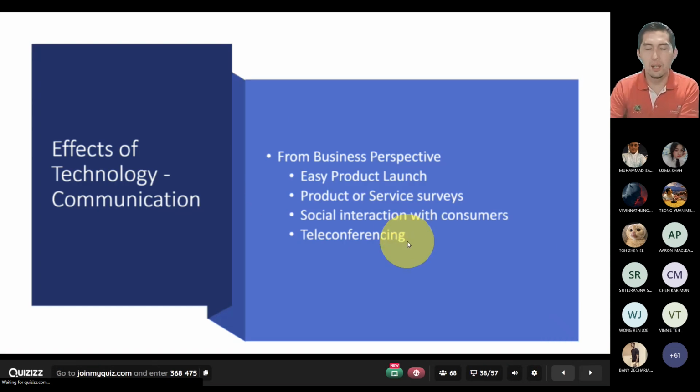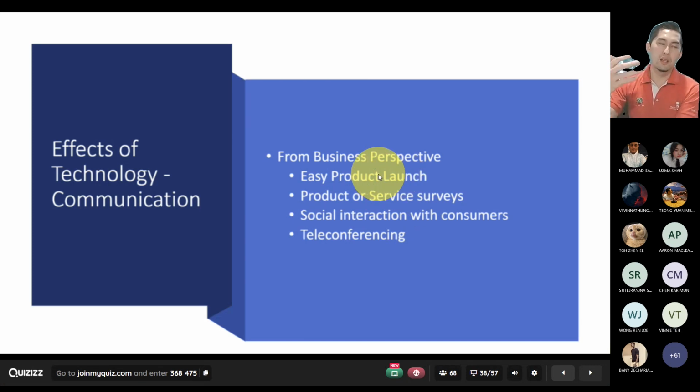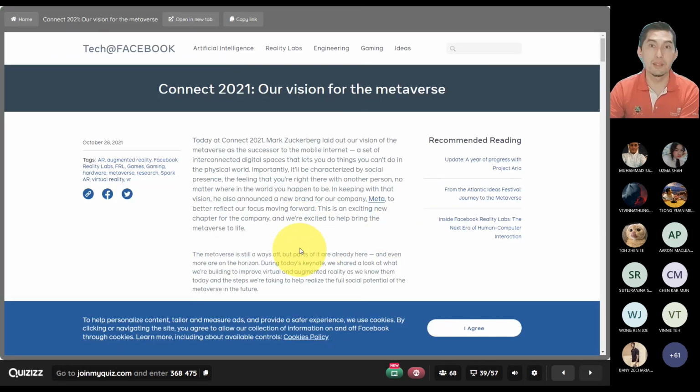Communication, of course, overall, in this case, is being shown to you from a business perspective, right? So product launches have become much easier. Information being given to you is much clearer and in-depth for you to understand how their product works. Product service, social interaction with the customers, teleconferencing overall as well from a business perspective. With everything going online, with online shopping, for example, has definitely allowed communication to become much better.